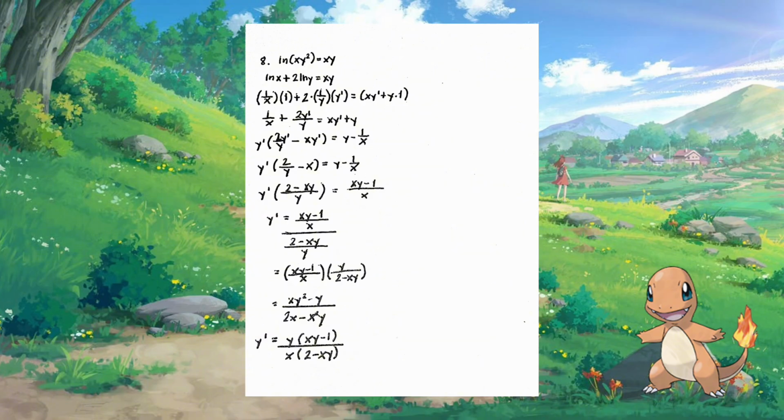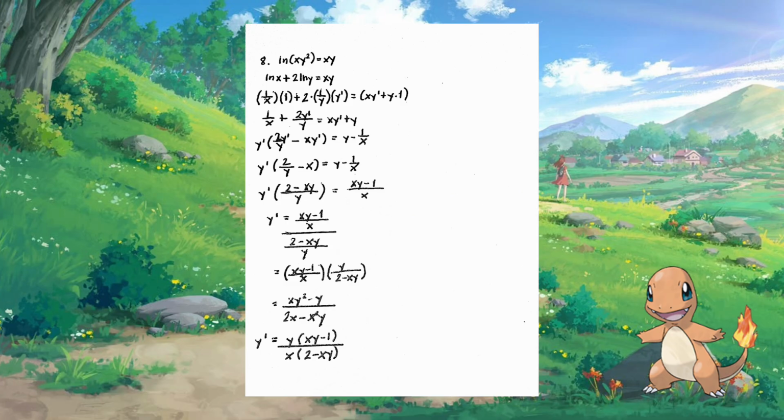and we can apply here the implicit differentiation, but first we're going to simplify the equation by applying the properties of logarithm, which is the product and power rule. So when we simplify it, we'll have the natural logarithm of x plus 2 times the natural logarithm of y is equal to xy. So now we can proceed to the differentiation of the equation.